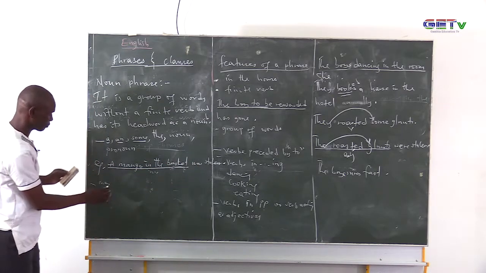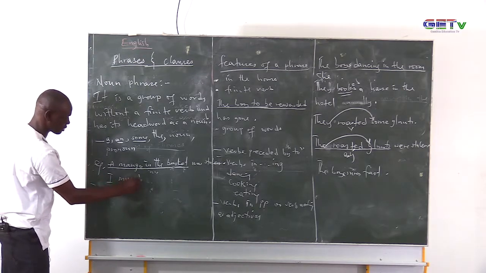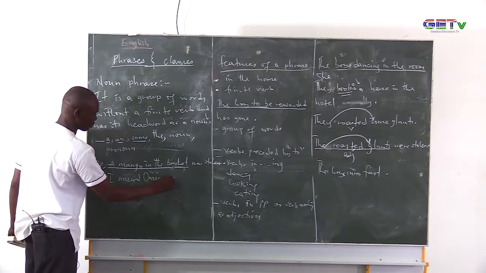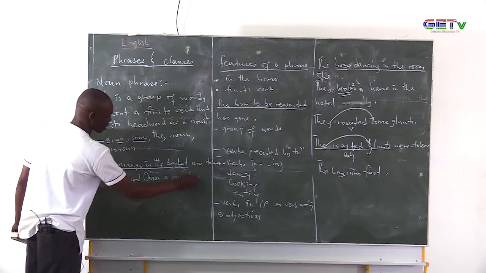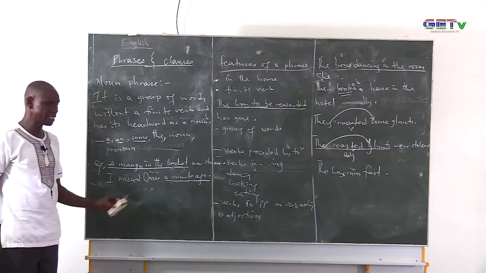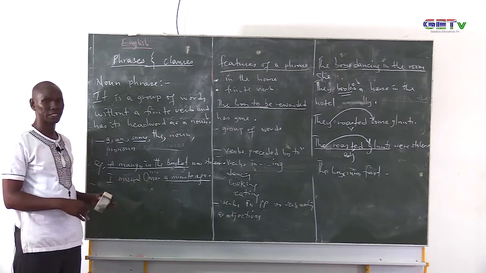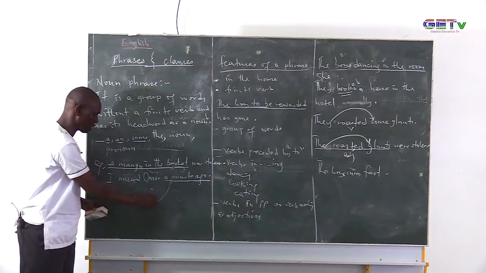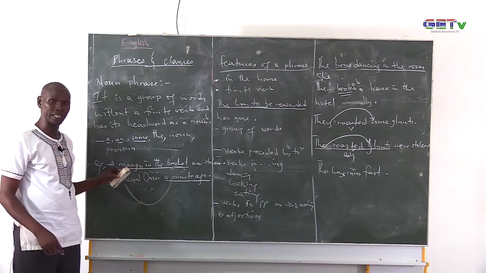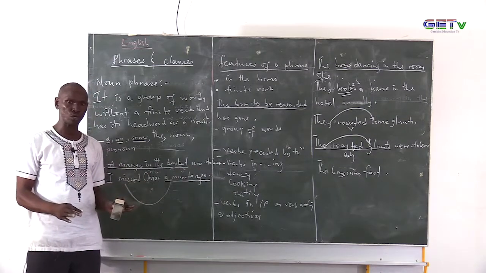If you say, I missed Omar, for instance, a minute ago. Now, a minute ago, by looking at this, this is indicating time. And that's why it becomes an adverbial phrase of time. And then it modifies the verb missed. While this other one, a mango in the basket, is a noun phrase, and then it is the subject of the verb phrase was stolen. So you take note of that.